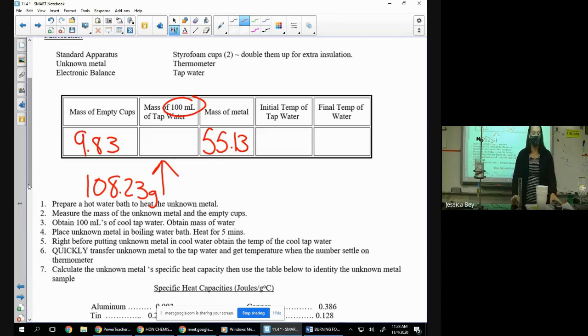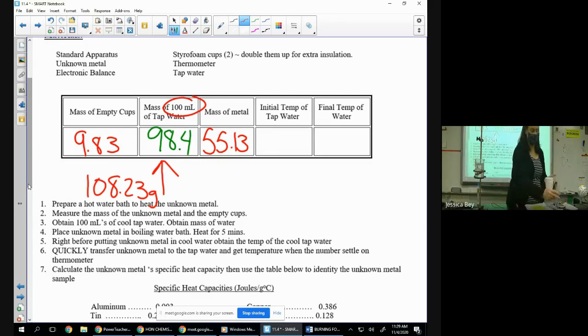Let's subtract it. Real-time data, let's do it. 108.23 minus 9.83. What did everybody get? 98.4 grams is what I got. Check me, make sure I'm right. Feeling good? Awesome.